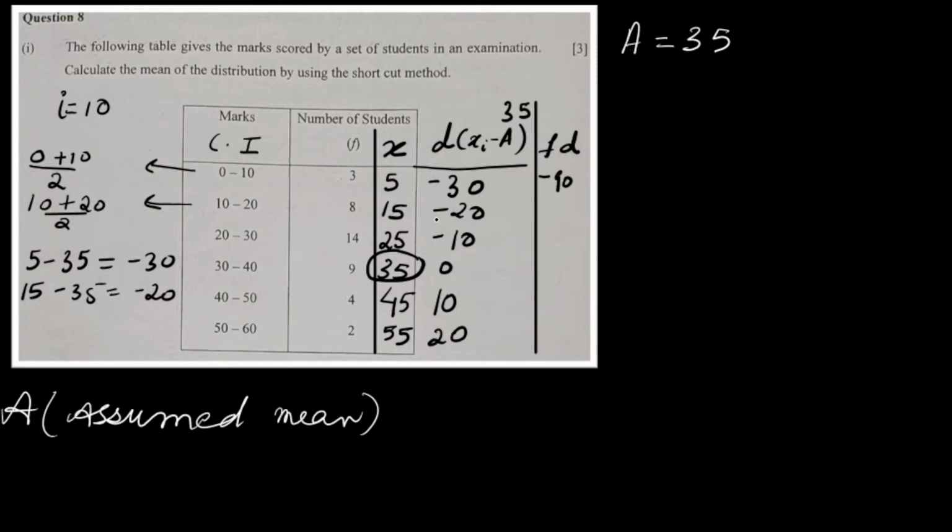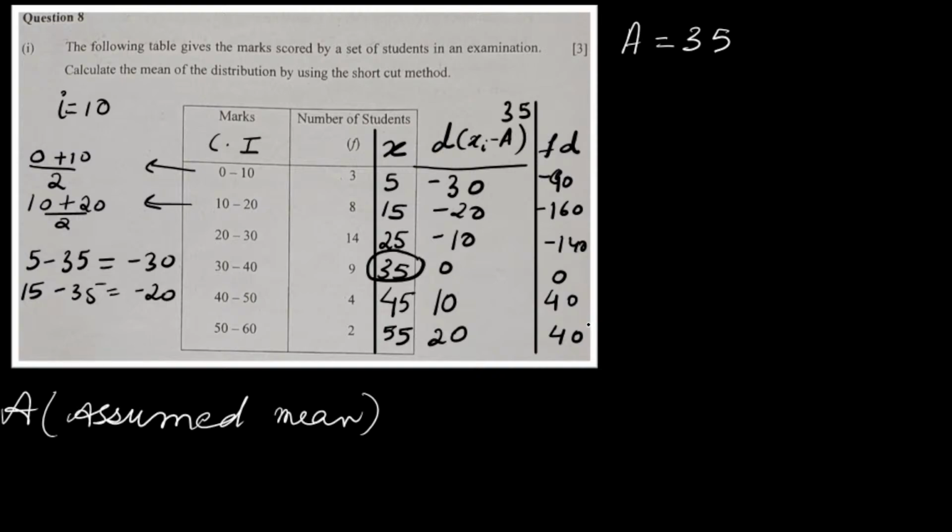Then 8 into minus 20 is minus 160. 14 into minus 10 is minus 140. 9 into 0 is 0. 4 into 10 is 40. 2 into 20 is again 40. So I hope you all are getting the same ones as I am getting. First is minus 90, then minus 160, minus 140, 0, 40, 40.